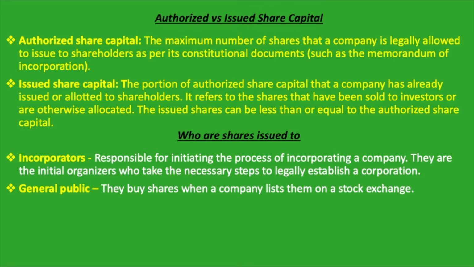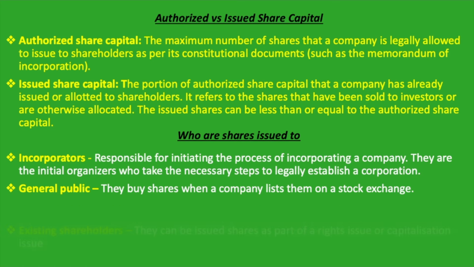They buy shares when a company lists them on a stock exchange. When you have put out your prospectus and you're saying these are the number of shares we are issuing at the specific price, then the general public can participate in buying the shares. This could be individuals, it could be other companies or other organizations and entities who may buy shares in a specific company. It could also be the government buying shares in a specific company.